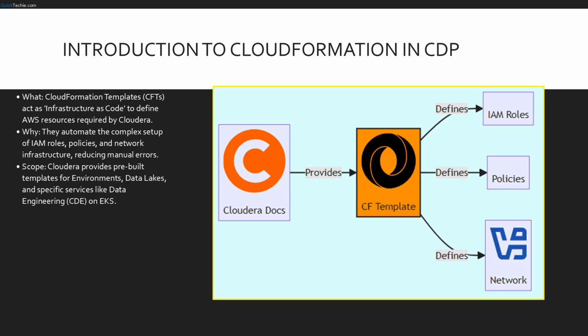In this diagram, we see the flow of provisioning. Cloudera provides the source CloudFormation template, often as a JSON file. When deployed, this single file defines multiple resource types: IAM roles for identity, policies for permissions, and network components like VPCs. This ensures a standardized foundation for your cloud environment.